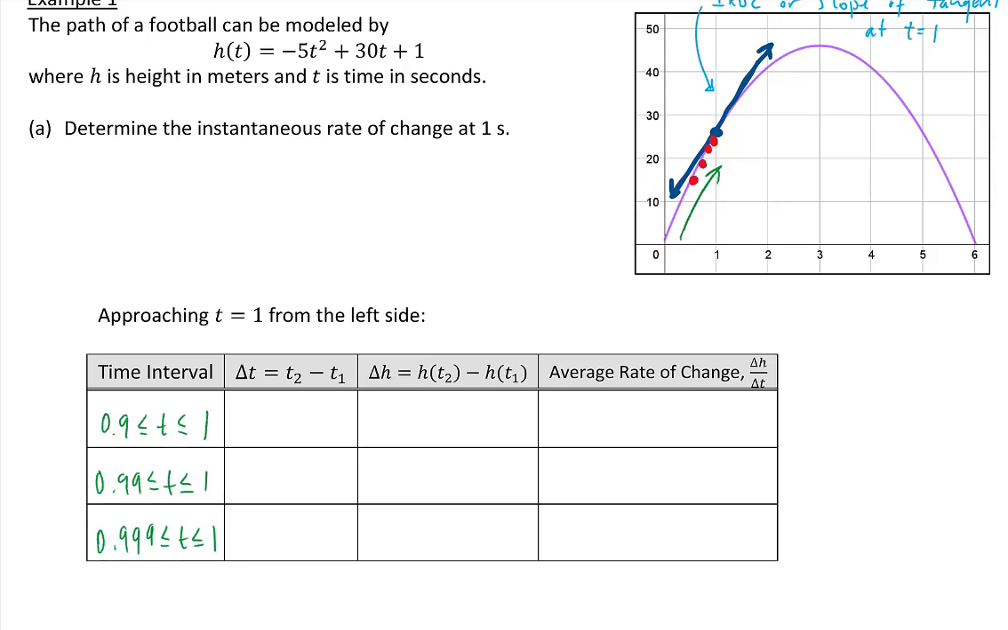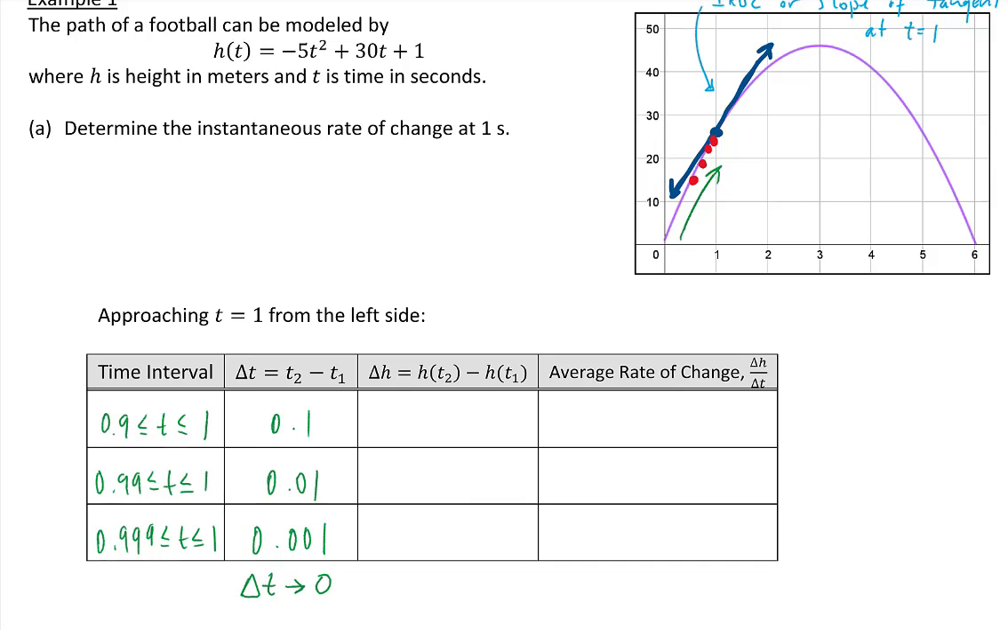Hopefully we see as we get closer to the value of 1 that the rate of change will approach a number. First of all, we need to find our delta t's. This is 1 minus 0.9, so that's 0.1. 1 minus 0.99 is 0.01, and 1 minus 0.999 is 0.001. We can see our delta t's, the distance between the 2 points, is getting closer and closer to 0. So our delta t's are going to 0.